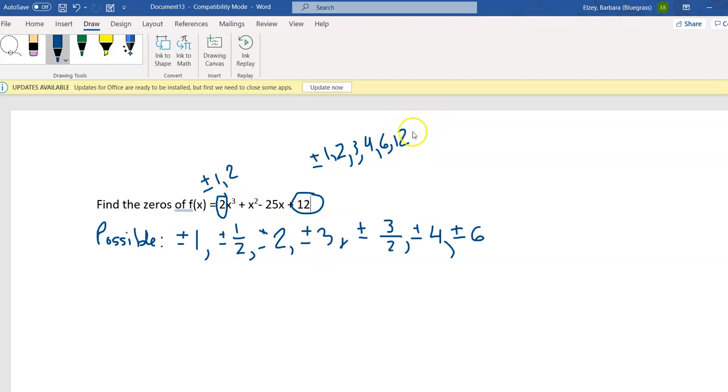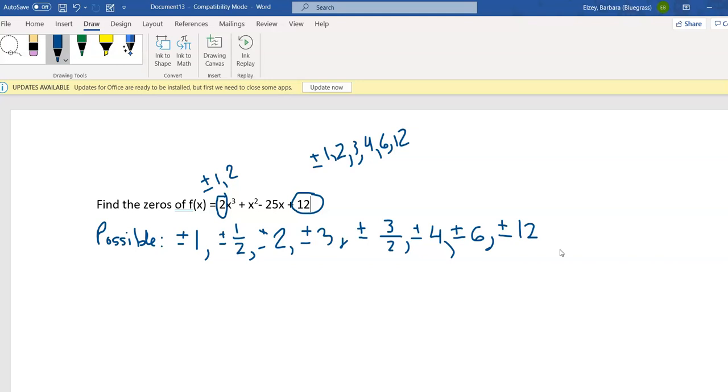Now lastly, let's go to 12. 12 over both of these. 12 over 1 is 12, and we can have both positive and negative. And then 12 over 2 really reduces to 6, and we already have 6. So these are all the possible zeros.